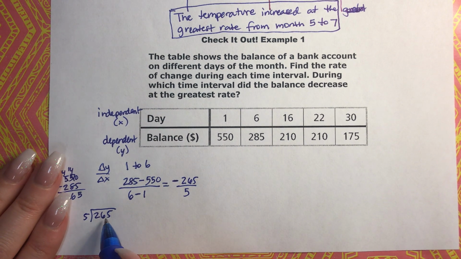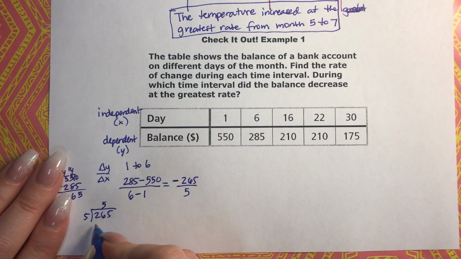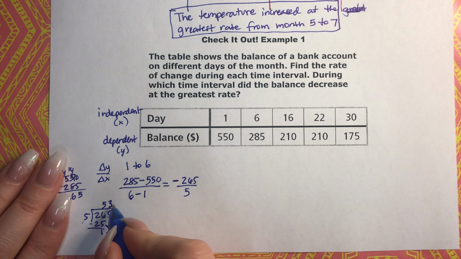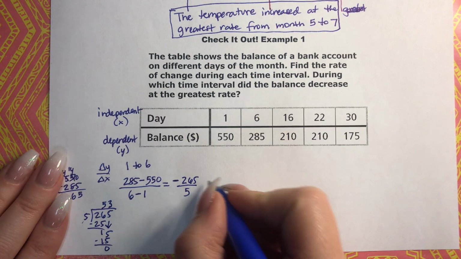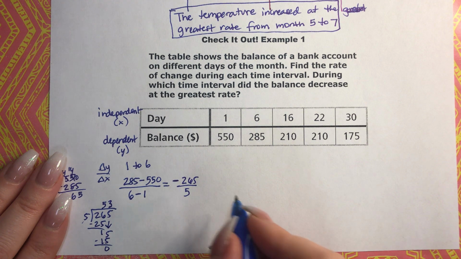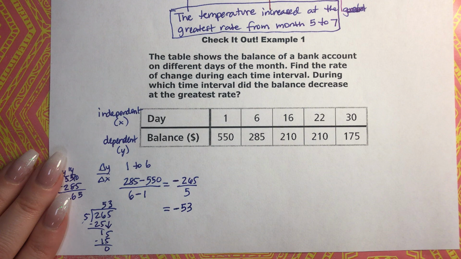5 goes into 26, oh, it doesn't go into 2, but it does go into 26 5 times. 5 times 5 is 25. Subtract 1, drop it like it's hot. 5 goes into 15 3 times. 3 times 5 is 15. 15 take away 15, 0. Boom, no remainder. So we know that our rate of change is actually equal to negative 53.